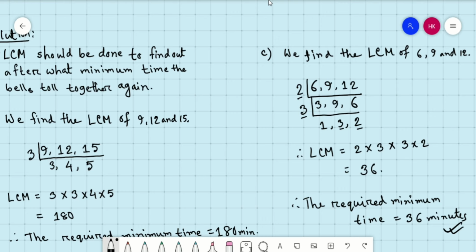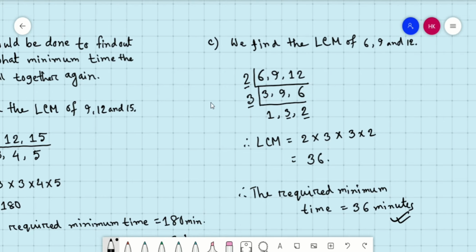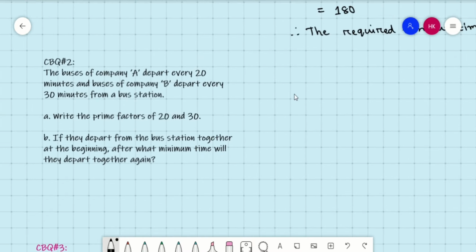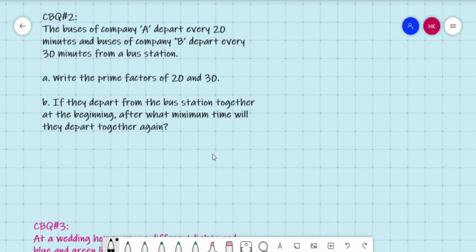I hope you understand very well, and you will practice these maths at home. Now we move on to our next question, question number 2. The question is written on the screen. At first we read the question carefully and then try to solve it.